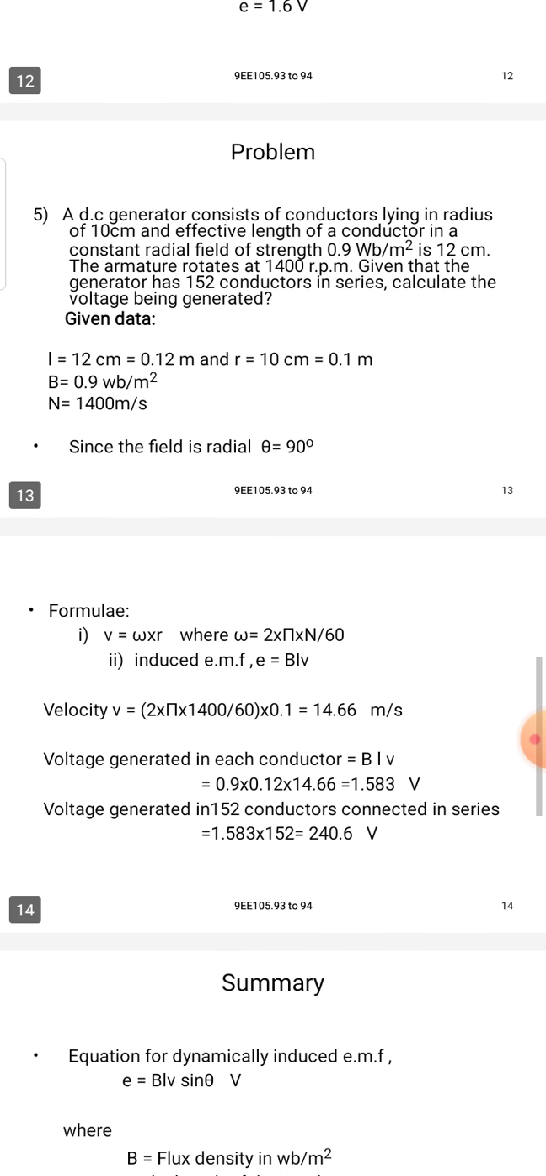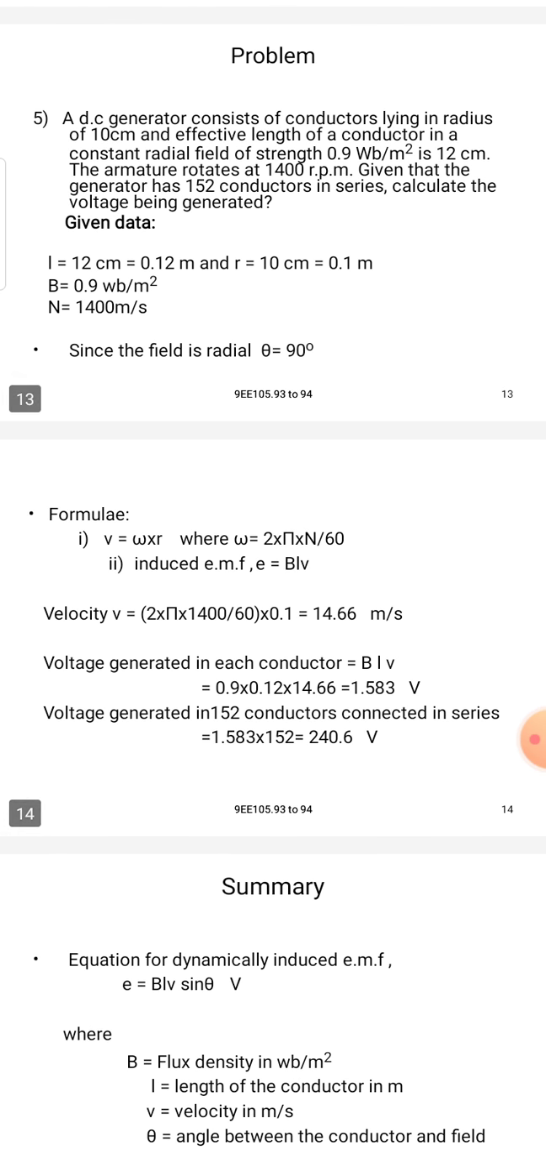A DC generator consists of a conductor laying in a radius of 10 centimeters, and the effective length of the conductor in a constant radial field of strength 0.9 Weber per meter square is 12 centimeters. The armature rotates at 1400 revolutions per minute. Given that the generator has 152 conductors in series, calculate the voltage being generated.